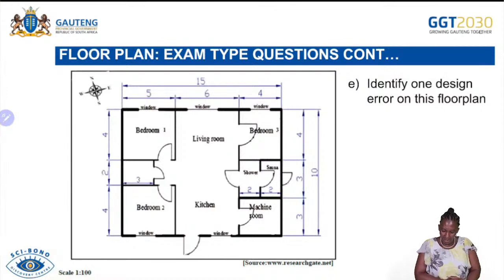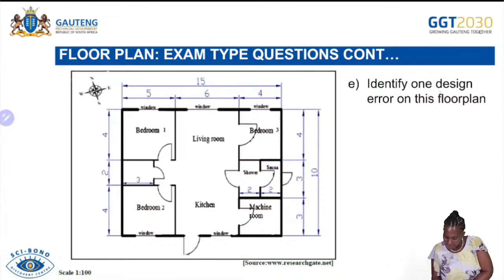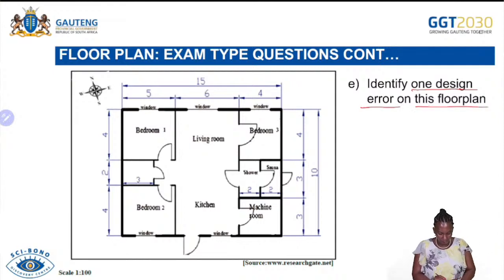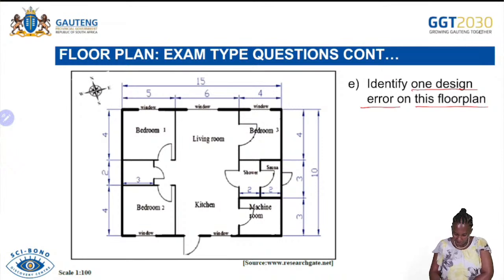Now it says, identify the next question. Identify one design error on this floor plan. Now when we look at this floor plan, boys and girls, we are given the dimensions and the windows, and how do we see it's a window? Remember, with this question, you will be given the key to say this. If it's like this, it's a window. And the door will be facing this way. They will tell you that this is the door.